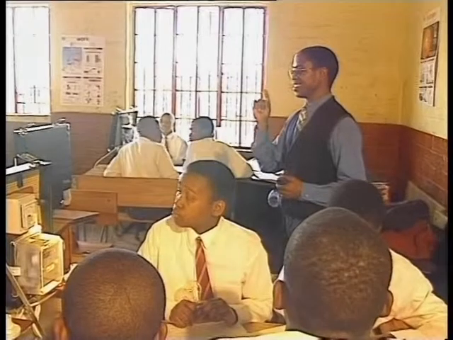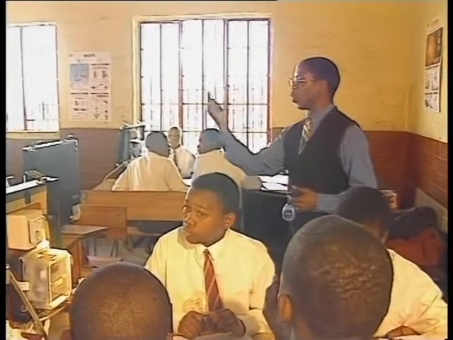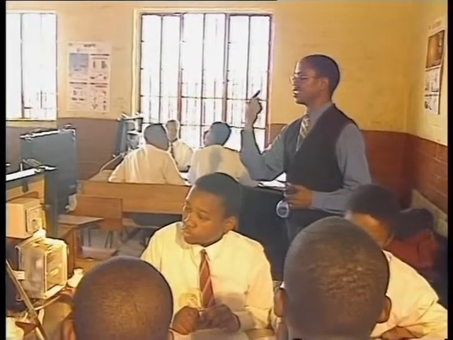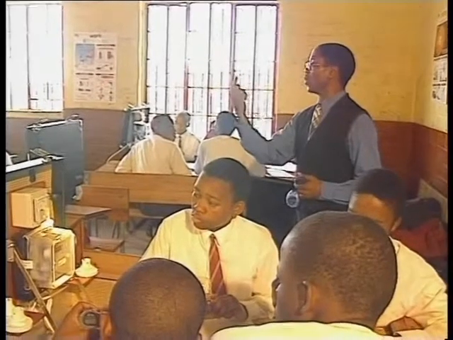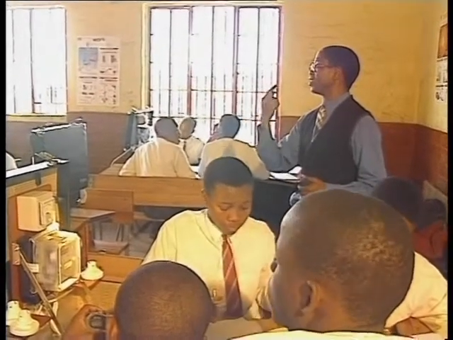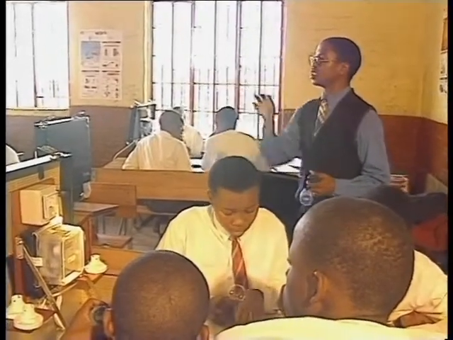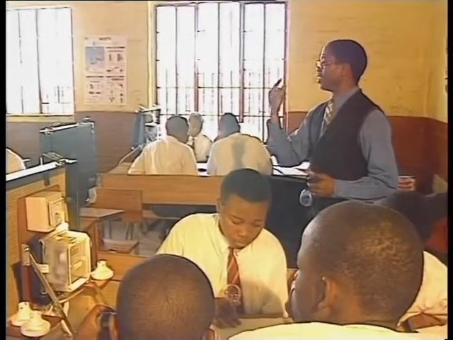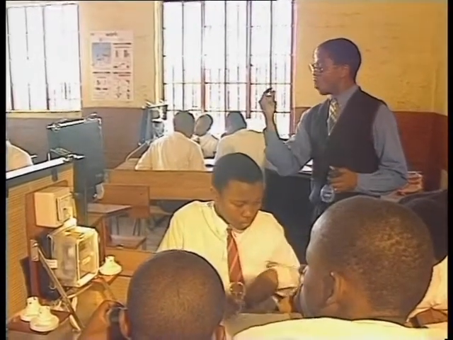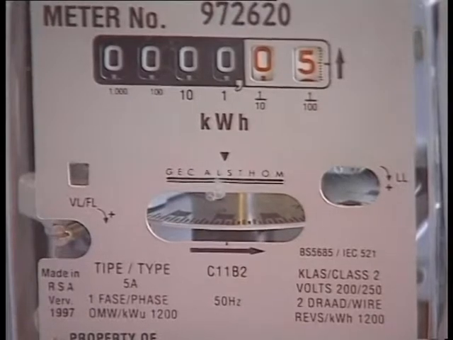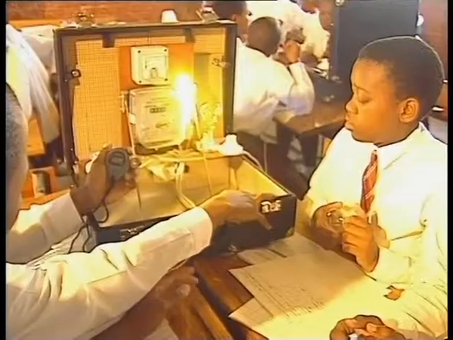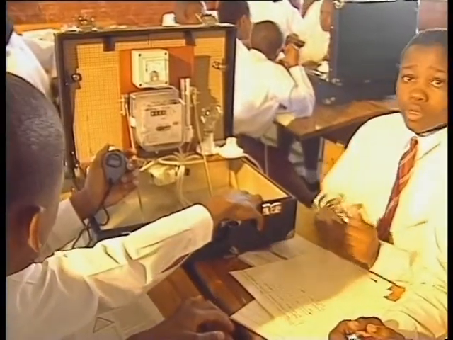If you noticed the rate at which the wheel of the meter was turning when you were measuring the electrical energy consumed by the traditional light bulb, look at the rate at which the wheel is turning now. Compare it with the rate at which it was turning before, with the traditional bulb. Again, the learners take their readings at the end of the process.